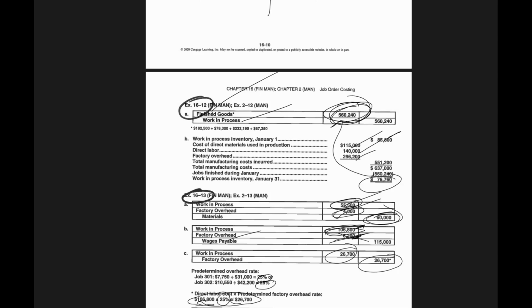Letter D, the completions of 301 and 302. So if you look at 301, there's 51,250 in cost total. Job 302, 71,500 in total cost. We're taking it out of WIP and putting it into finished goods. So now, as far as we've gone in this exercise, we've looked at direct materials, direct labor, and overhead. And then we've seen the flow of going from direct materials into WIP, and then from WIP into finished goods.